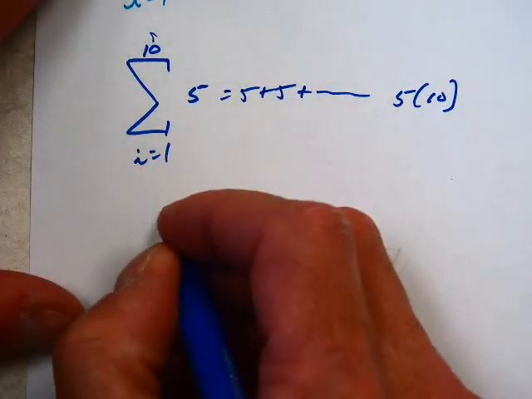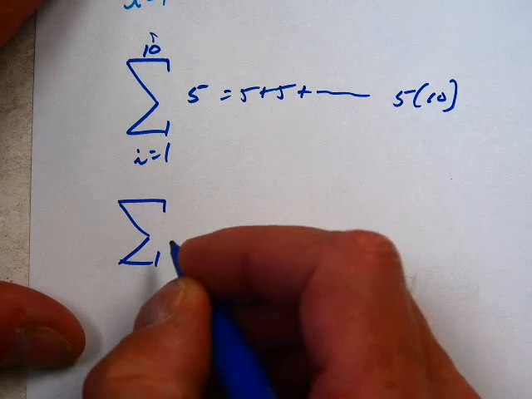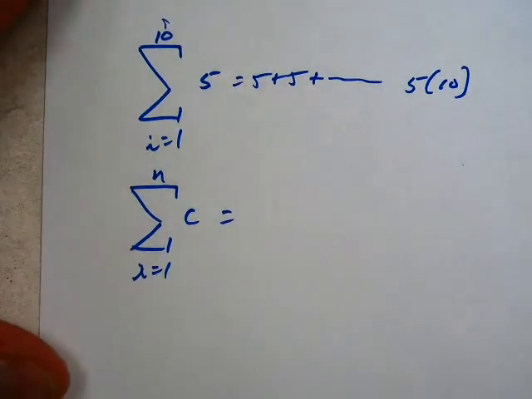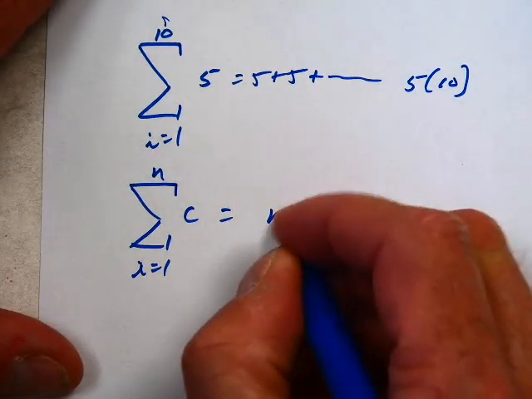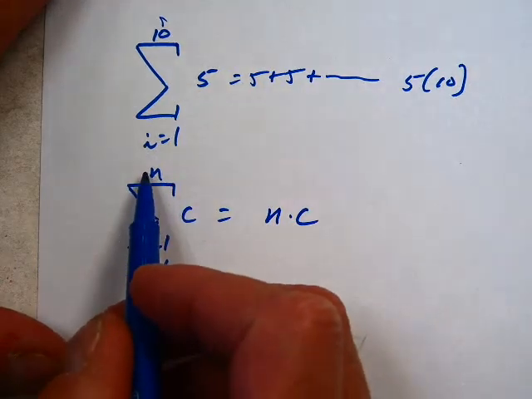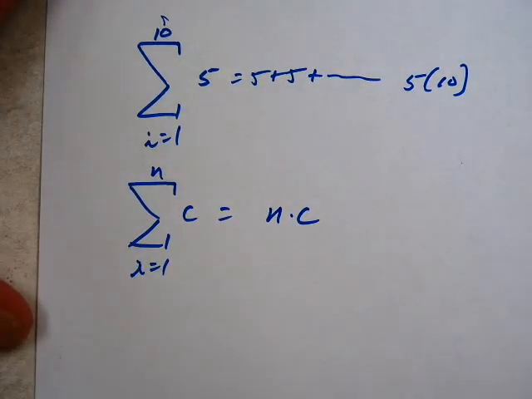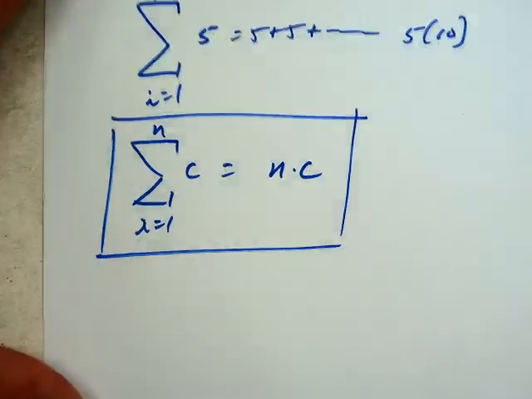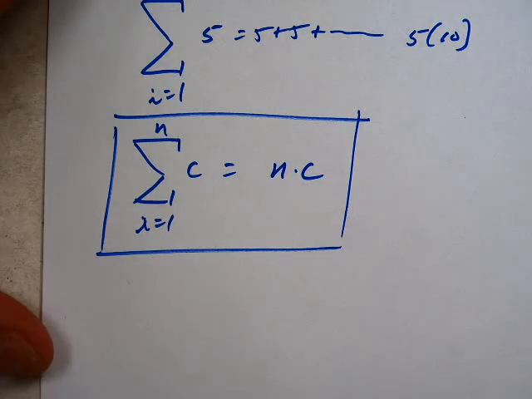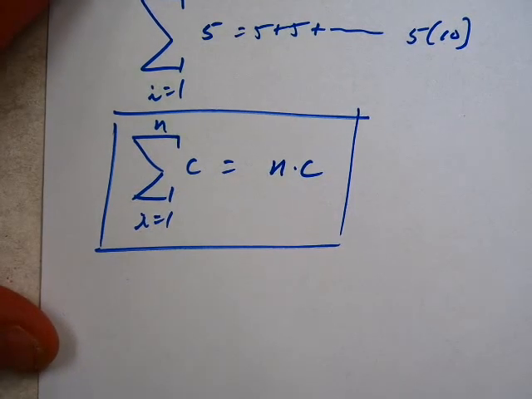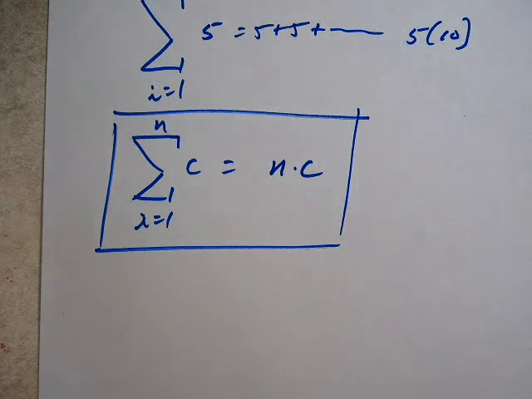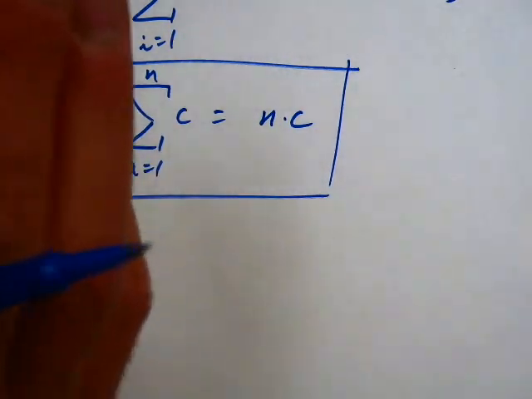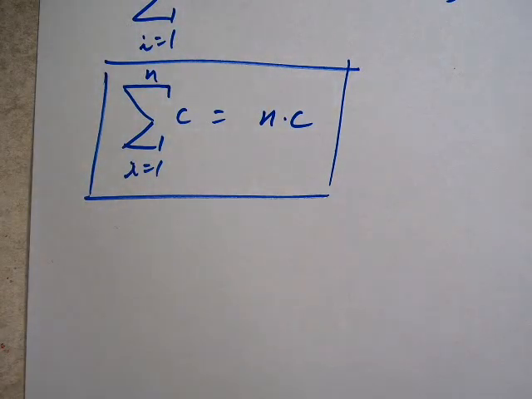So what if I said this? I had some summation from 1 to n of c. n times c. How many of them I have times whatever I'm adding each time. So that is going to be part of our formulas we're going to use for actually calculating a sum. And you'll see how we break this up here real quick.